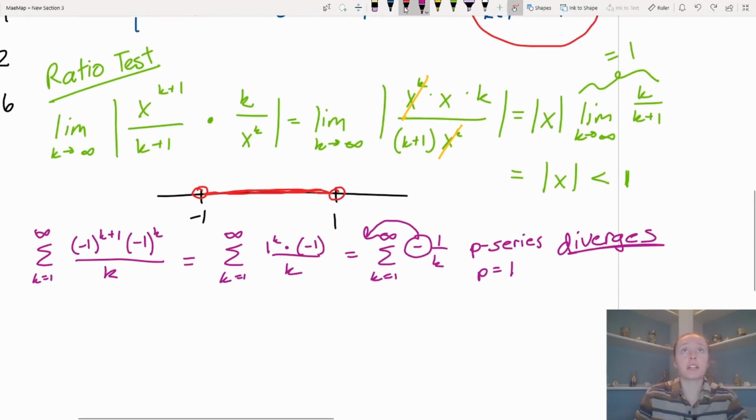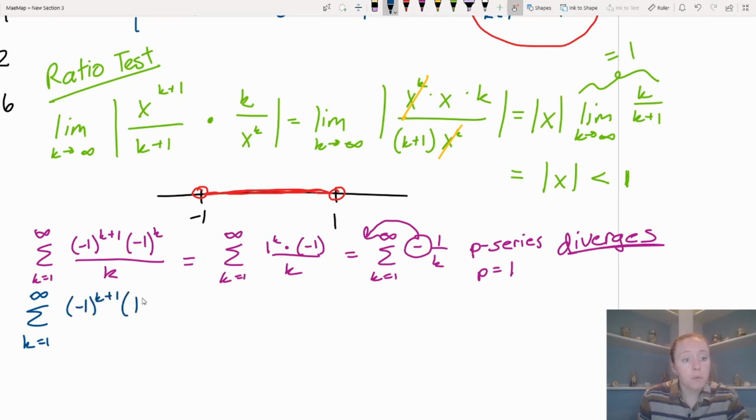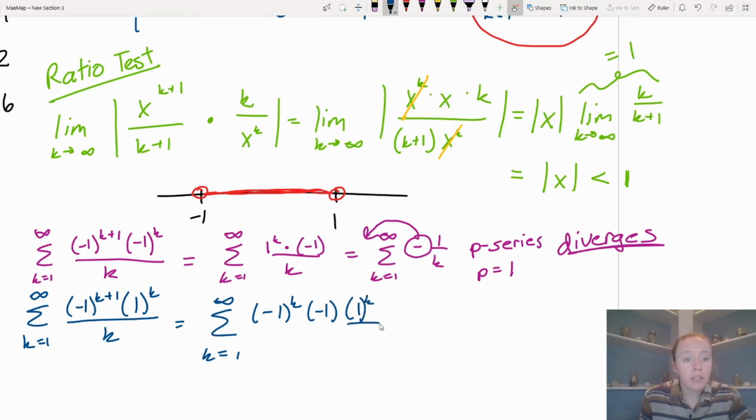Now to test our next endpoint, I'll go ahead and switch up the color. Let's test the summation from k equals 1 to infinity of, we're no longer plugging in a -1 for x, we're plugging in a +1 for x. So that'll be (-1)^(k+1) times (1)^k all over k. So this, when we simplify it down, is equal to the series (-1)^(k+1) is (-1)^k times -1. So writing this out, we get (-1)^k times -1 times (1)^k. Combining (1)^k with (-1)^k, we still are going to get a (-1)^k, because -1 times 1 is a -1, and that's all over k.